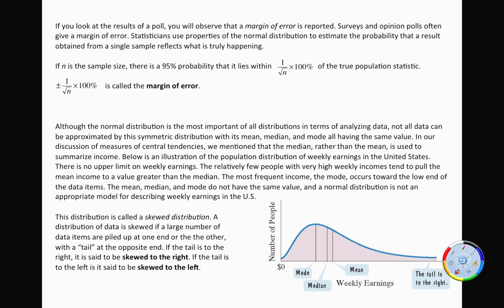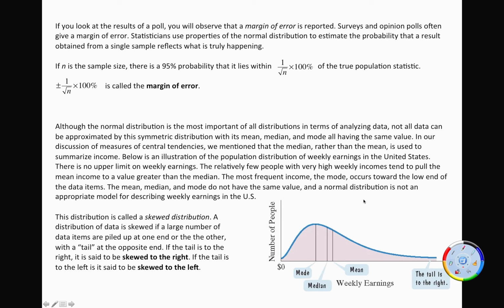Although the normal distribution is the most important of all distributions in terms of analyzing data, not all data can be approximated by this symmetric distribution with its mean, median, and mode all having the same value. In our discussion of measures of central tendencies, remember that we mentioned that the median rather than the mean is used to summarize income. Below is an illustration of the population distribution of weekly earnings in the United States.